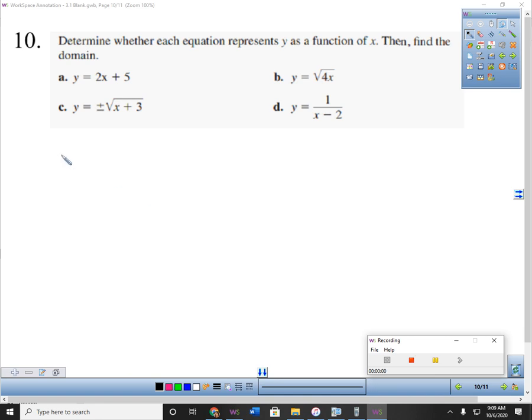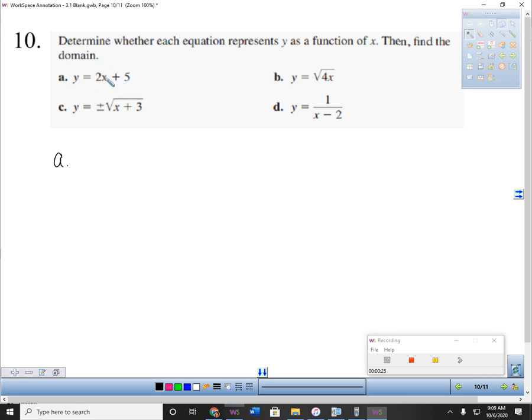So let's think about letter A here. So a function means that when I plug in for the x, I only get one outcome for y. So let's think about numbers. If I plugged in, let's say, 1. 2 times 1 is 2, plus 5 is 7. That's just one outcome, correct?